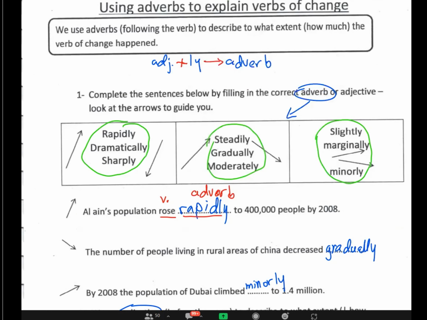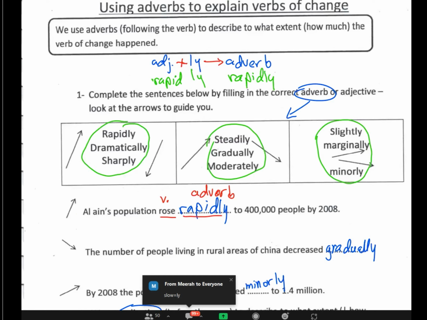An example. Rapid plus ly gives rapidly. Slow plus ly gives slowly. So the adverb is an adjective plus ly, strong, strongly. Okay?